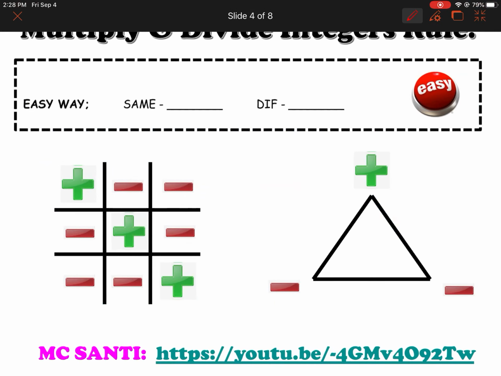So the way we like to remember it is same, positive, different, negative, and often I have you guys chant that. Okay, there's also a little YouTube link here to my good friend MC Santi. He's very entertaining, and so in class we will watch him, but if you want to watch MC Santi on his multiplying and dividing integers, it's very helpful.